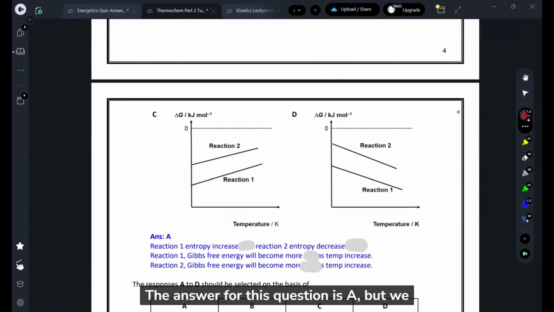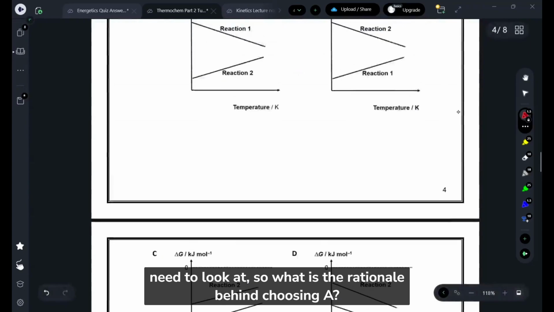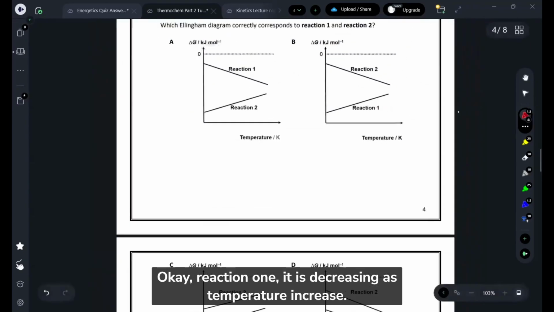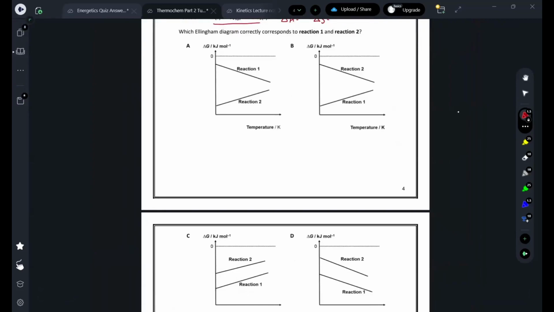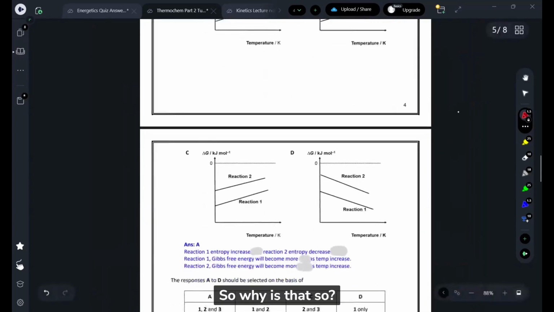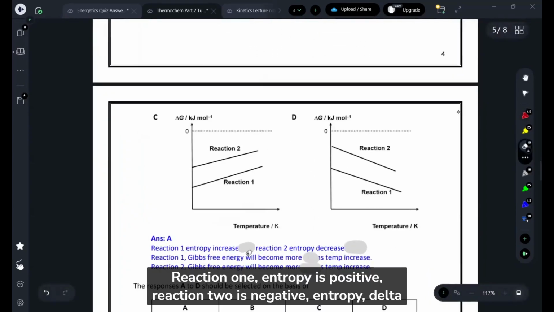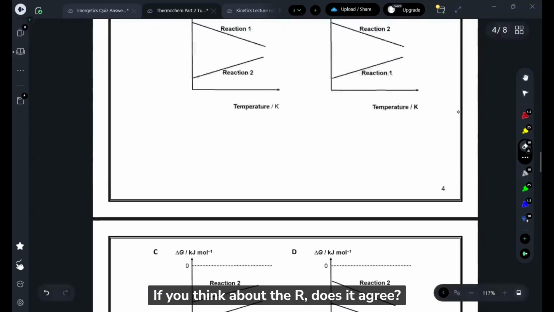The answer for this question is A, but what's the rationale behind choosing A? Okay, reaction 1 is decreasing as temperature increases. Reaction 2 is increasing, becoming less spontaneous. So why is that so? For reaction 1, entropy is positive. Reaction 2, entropy is negative. Delta S, positive, negative. Think about it, does it agree?